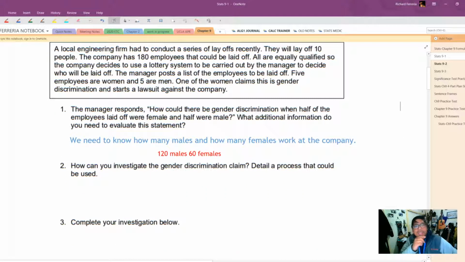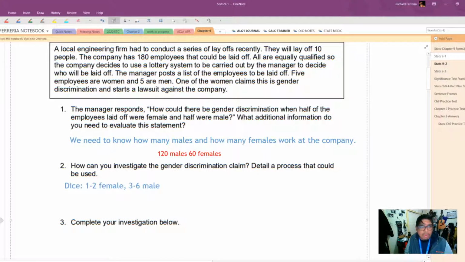So question 2 says, how can you investigate this gender discrimination claim? And let's detail a process that can be used. We want to use a process that is probabilistic in nature. We want the probabilities to be similar to 120 males to 60 females, which is 2 males for every female. One of the first thoughts here would be to use dice, where 1 through 2 is female, and then 3 through 6 would be male.